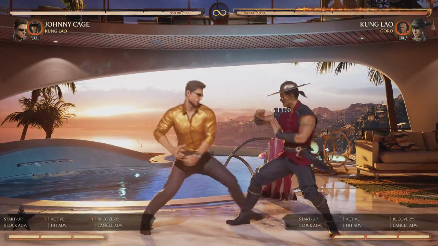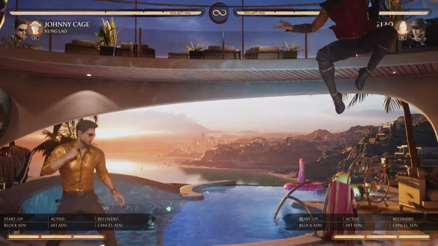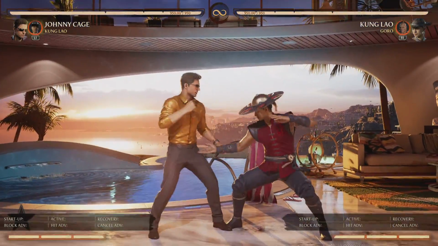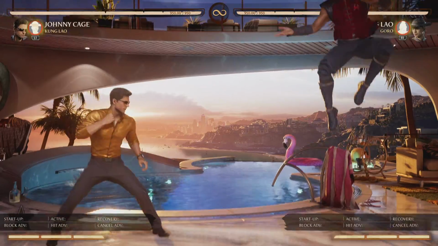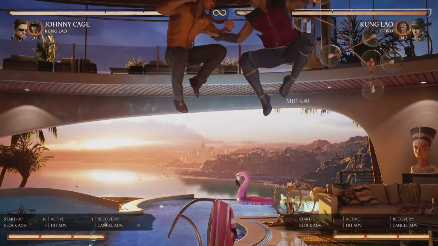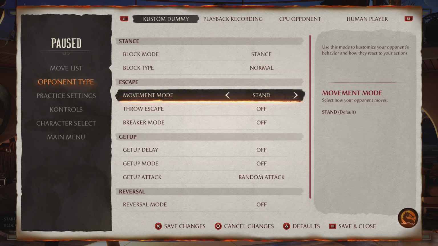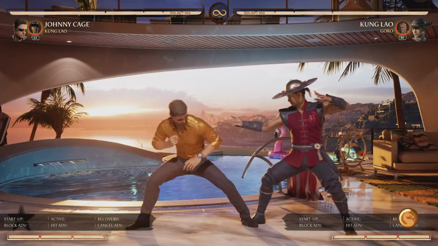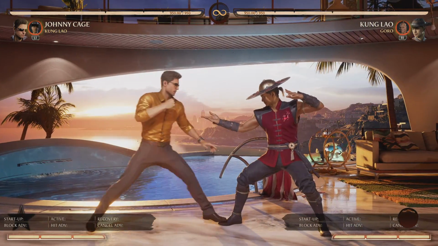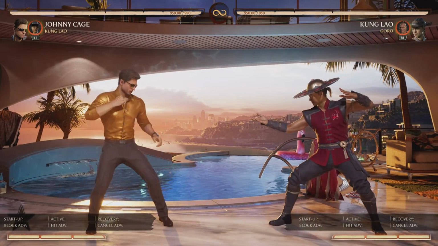Whereas another example, Johnny's 1-1 is +3 on block, right? So you can see that I move 3 frames faster than Kung Lao after this. I could jump slightly before. That's the biggest difference between the hit advantage and the block advantage. Block advantage, there are going to be negative numbers.